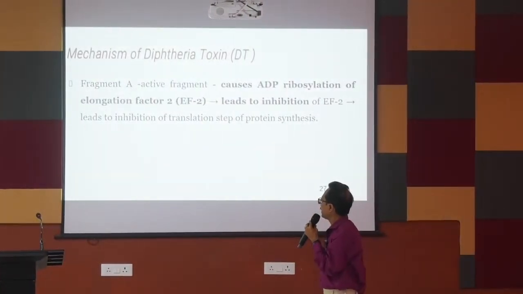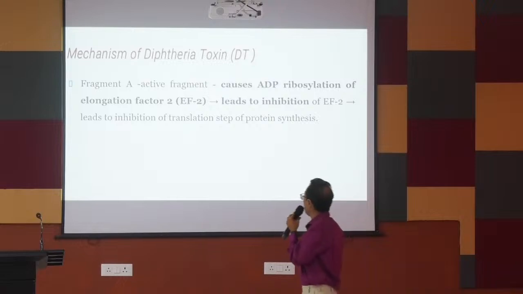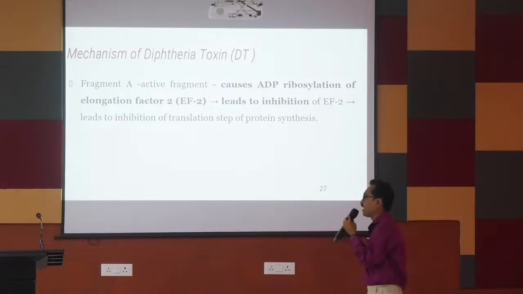Fragment A, what is the mechanism? It causes ADP ribosylation of elongation factor 2. Remember this pathogenesis: ADP ribosylation of elongation factor 2.